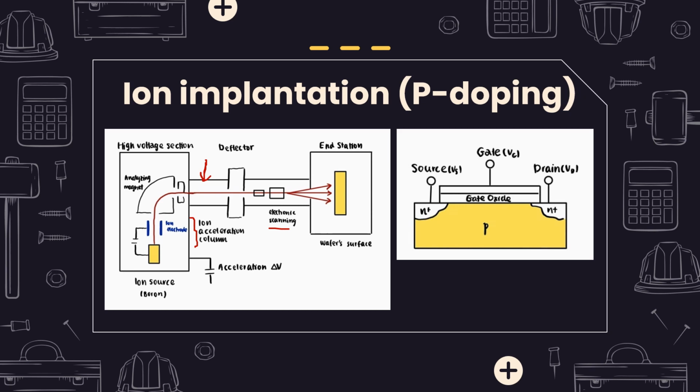In this case, as we want to dope the wafer surface, this is why I drew in yellow the surface of the transistor. This would be the general drawing of a transistor, and in this case, the P-doped surface will be the wafer.